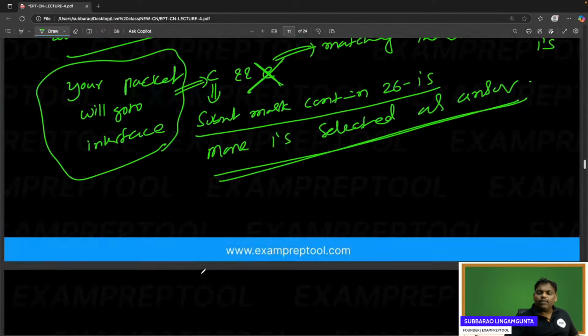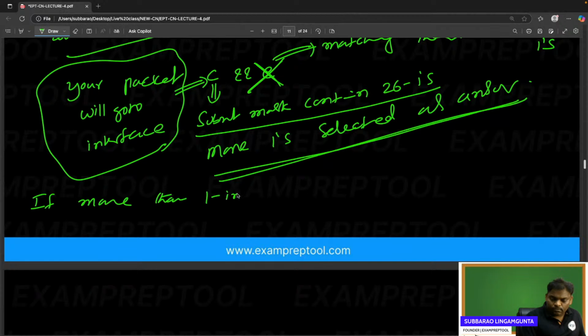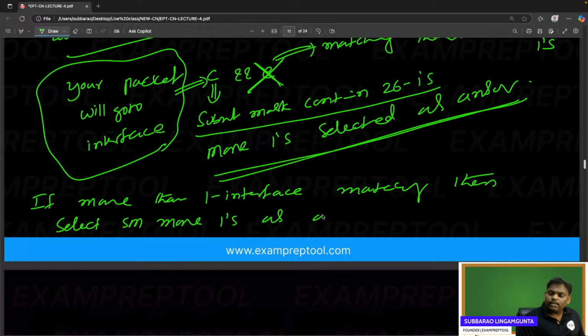Right? I am writing here: if more than one interface matches, then select the subnet mask with more ones as the answer.